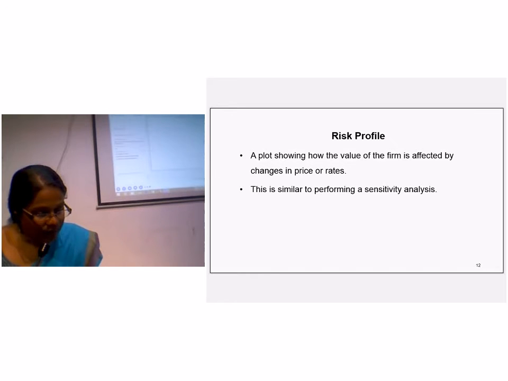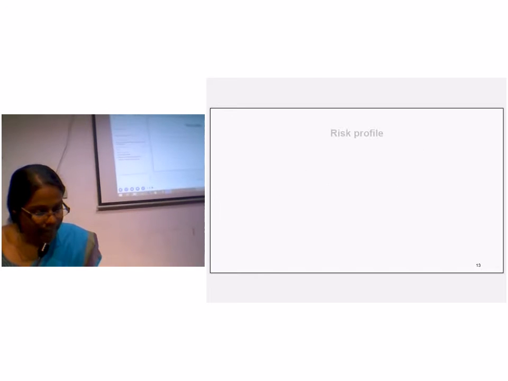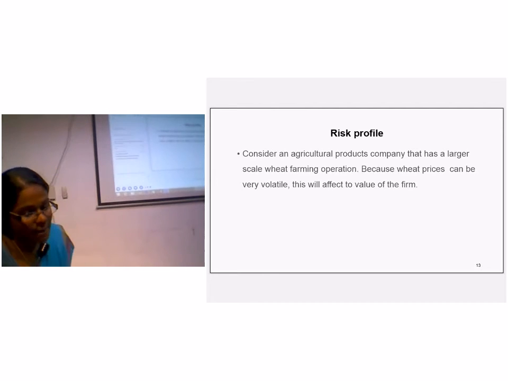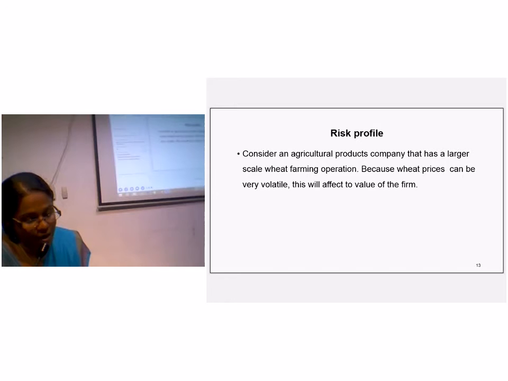Okay, now as an example, we'll say an agricultural products company that has a large-scale wheat farming operation. Because wheat prices can be very volatile, this will affect the value of the crop. Okay, now this is the example. The product is wheat, an agricultural product. And we are looking from the point of view of the producer.